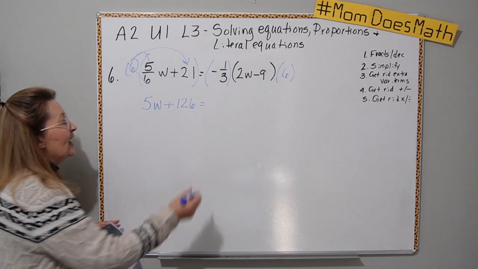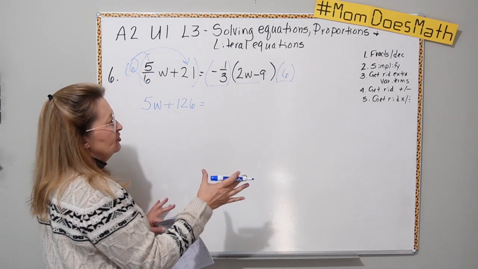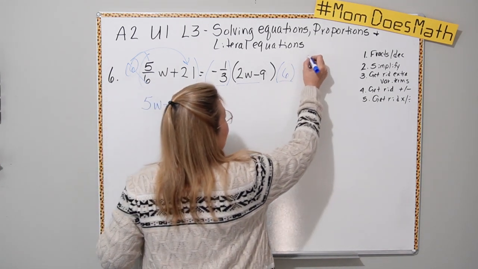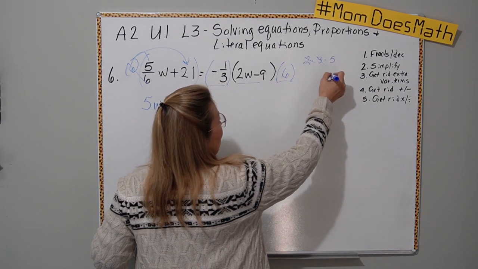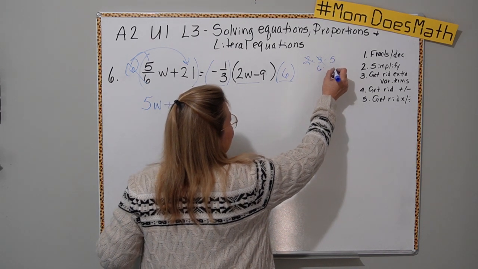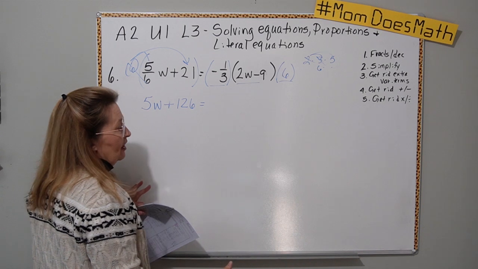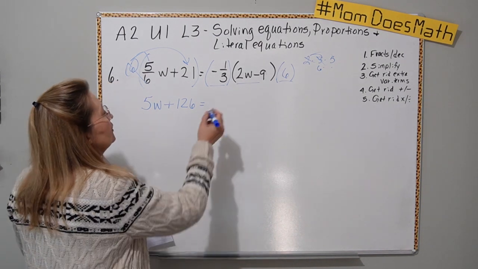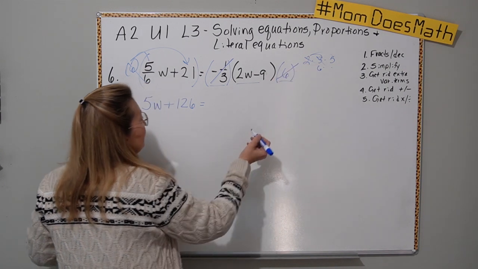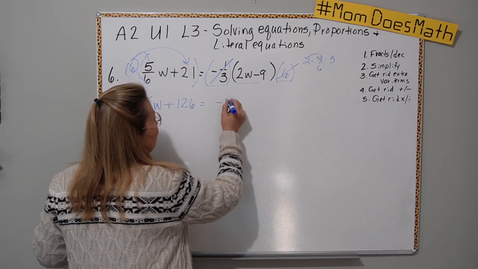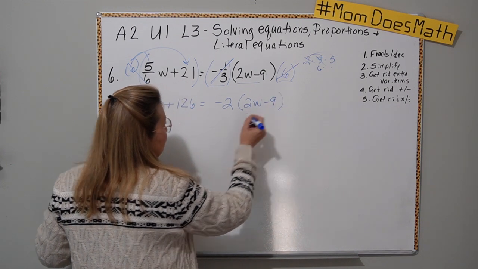Over here, I have 3 factors. Now you have to remember, when you multiply factors together, you only do them once. Like if I had 2 times 3 times 5, I'm just going to multiply the 2 times the 3 and get 6, and then the 6 times the 5. I'm not going to multiply 2 times 3 and 2 times 5. It doesn't work like that. So what I'm going to do here is multiply negative 1/3 times positive 6, and that's going to give me negative 2, and then I still have the 2W minus 9.